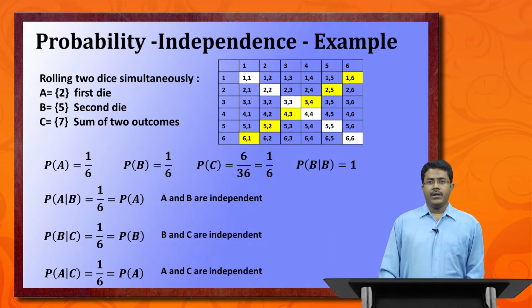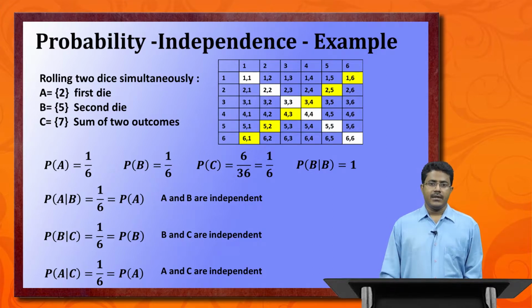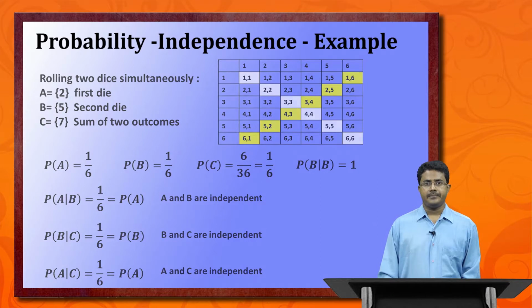Now one question is what is the probability of B given B. We get that P(B given B) equals 1, because B has already occurred, which means there is a 100% chance. So P(B given B) equals 1.